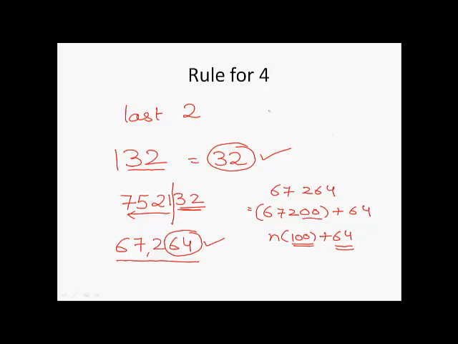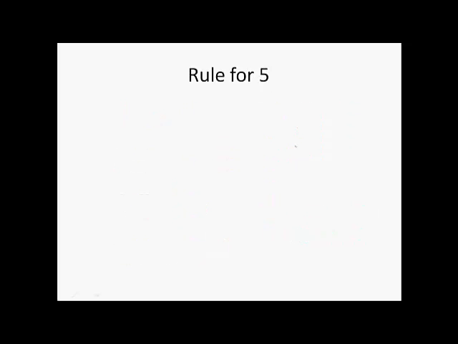So given the example, 21,728, is this divisible by 4? Check the last 2 digits. Is 28 divisible by 4? Yes, and hence the given number is divisible by 4.